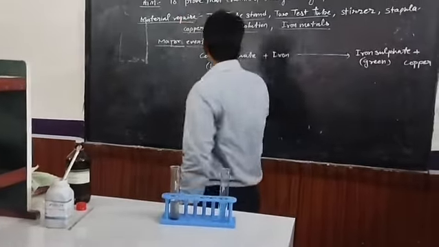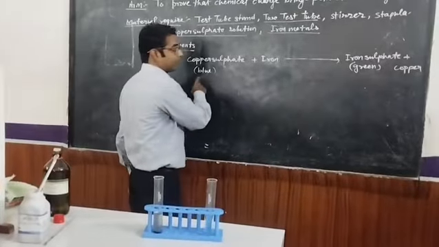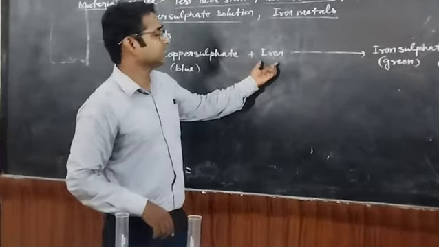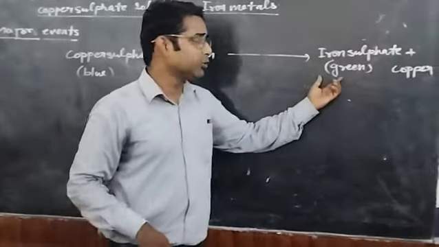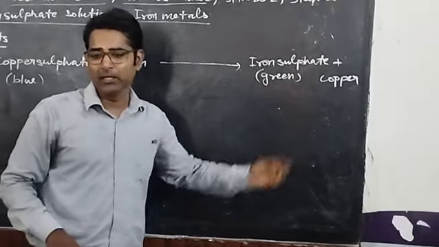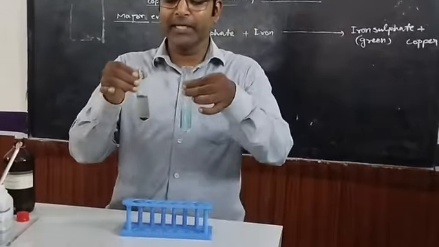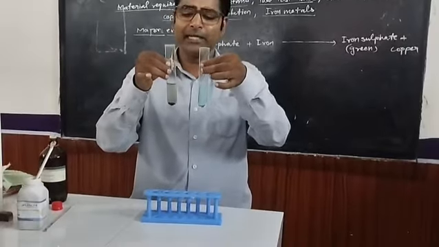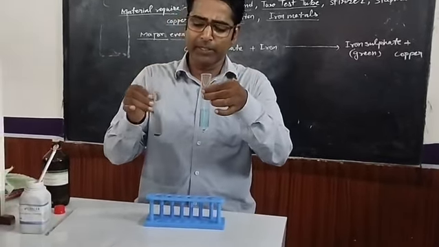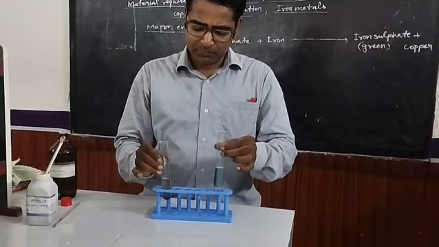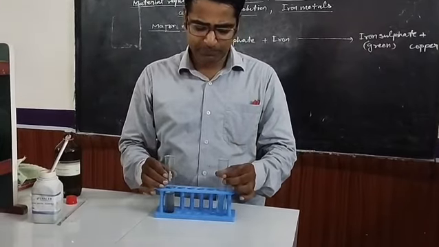Here the copper sulfate solution that is initially bluish in color, when I mix iron, changes into slightly greenish in color. It will take slightly more time to change into green color, but you can see it is slightly going towards the direction of green. Okay. So now this is about your experiment.